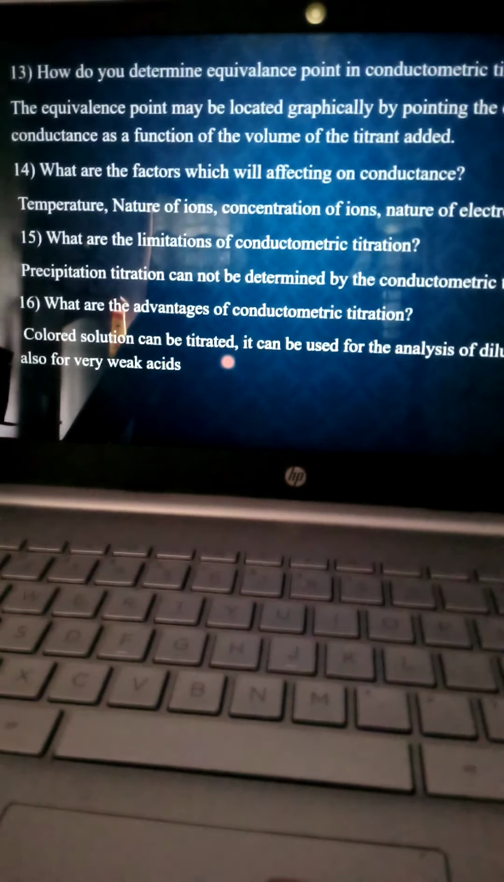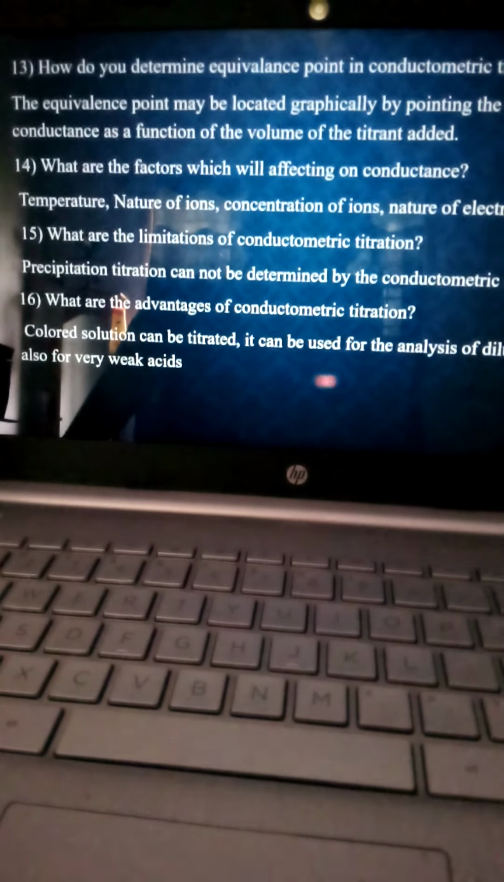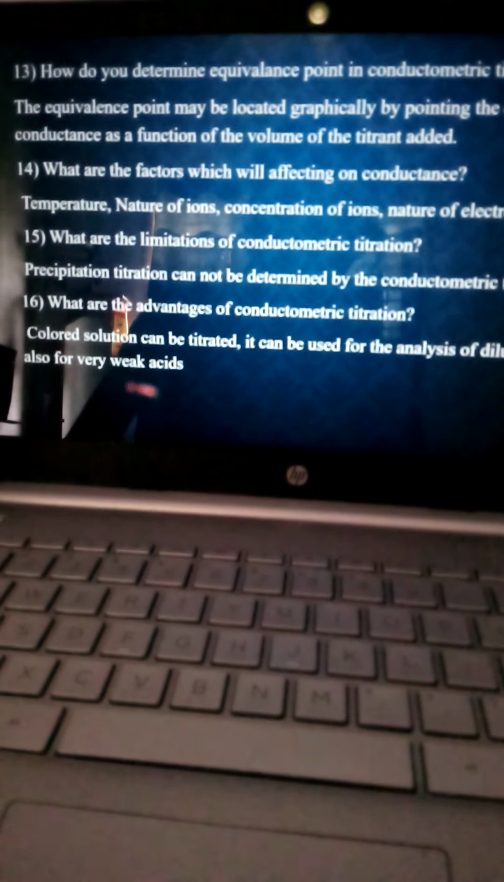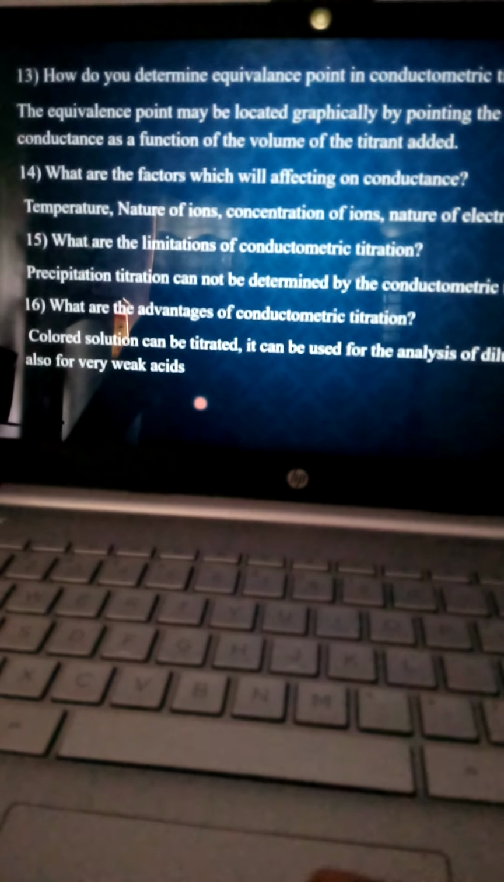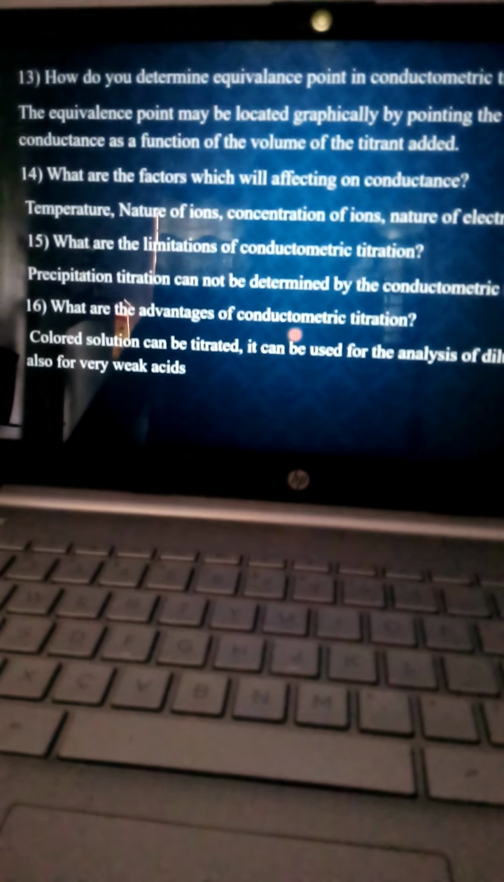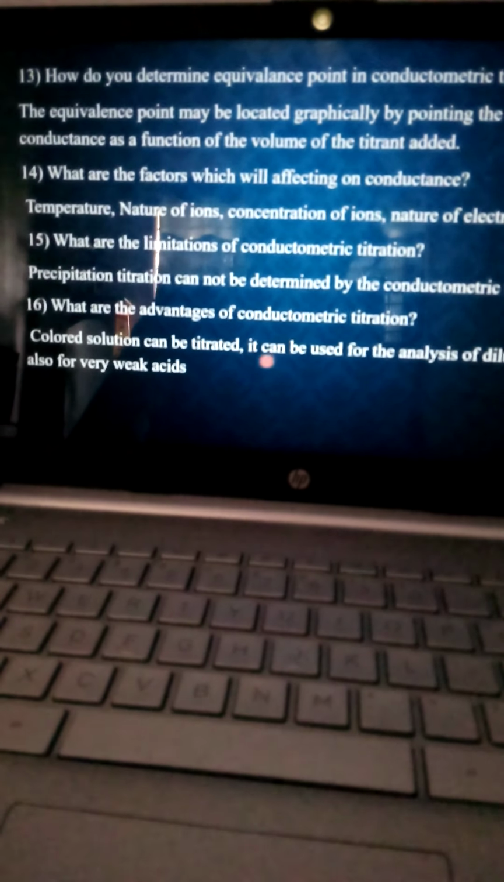Next, what are the advantages of conductometric titration? It has many advantages. Colored solutions can be titrated, it can be used for the analysis of dilute solutions, and also for very weak acids you can use conductometric titration. This is an advantage of conductometric titration.